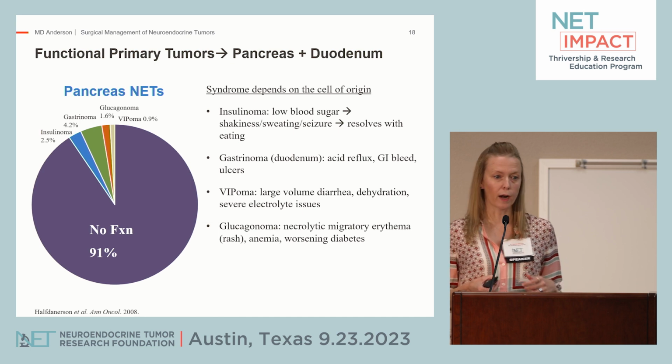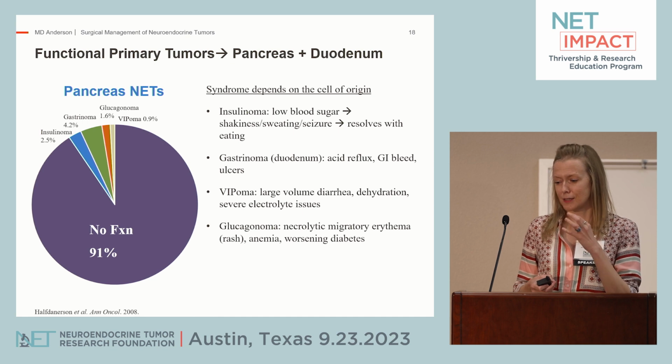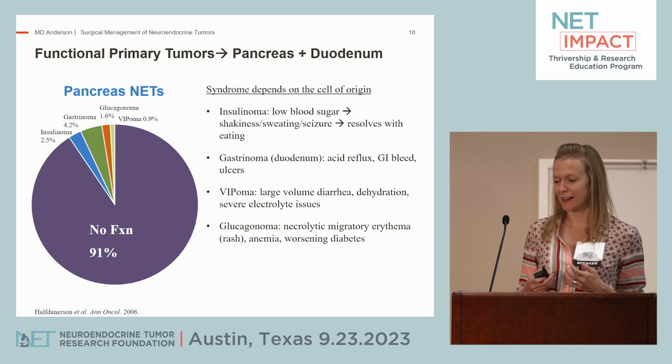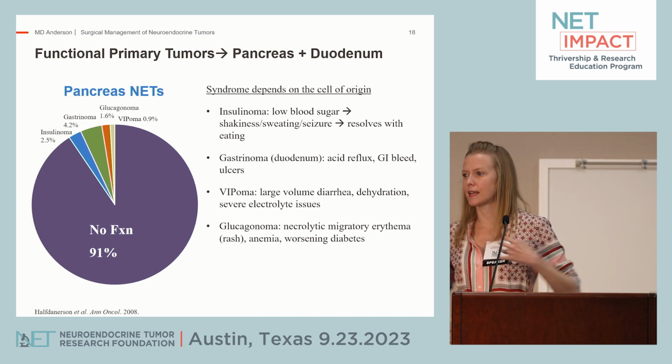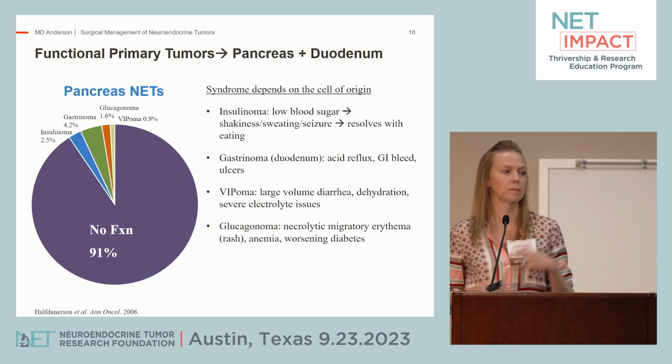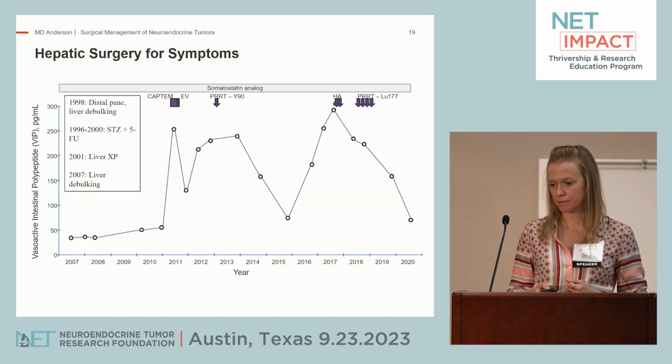Glucagonomas are far more rare, but you'll hear about them because they create this sort of rash. It's called a necrolytic migratory erythema. It's kind of brown and crusty. It can happen on the face. It can happen on the trunk. And so sometimes patients are identified in this way as having a functional tumor.